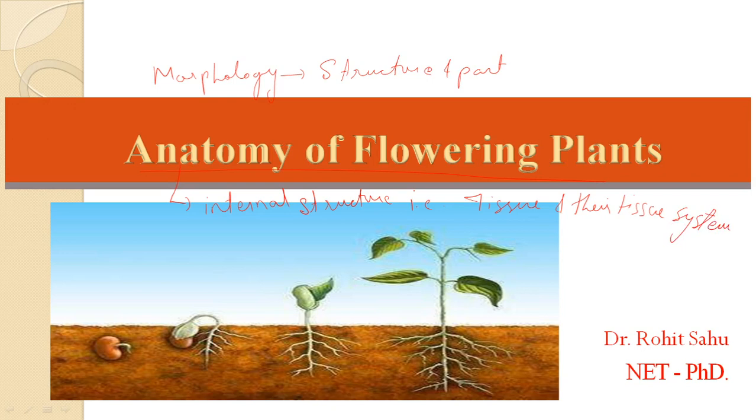Anatomy basically means the study of the internal part. The term anatomy indicates internal study, that is, inside the cell or inside the plant. When we study the external, we call it morphological study. But when we study the internal, we call it the anatomy of that part. Okay, so let's start with the anatomy of a flowering plant.